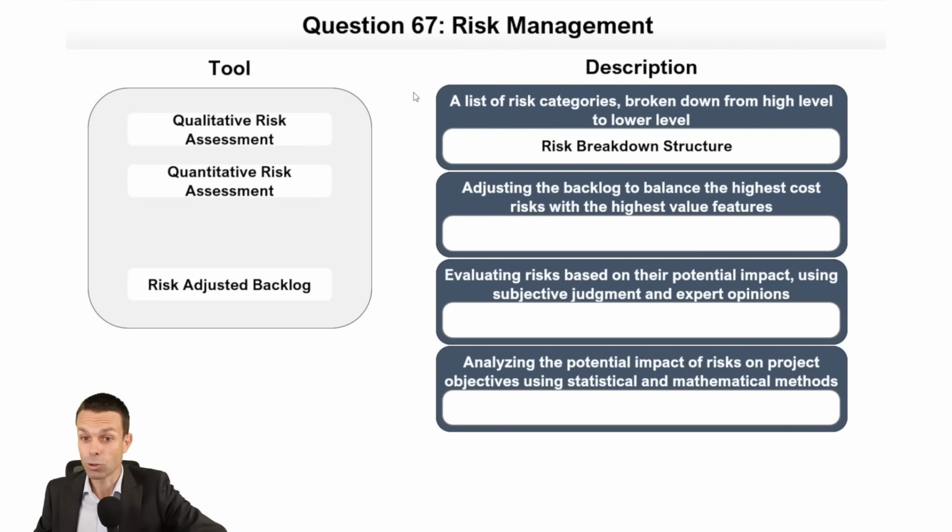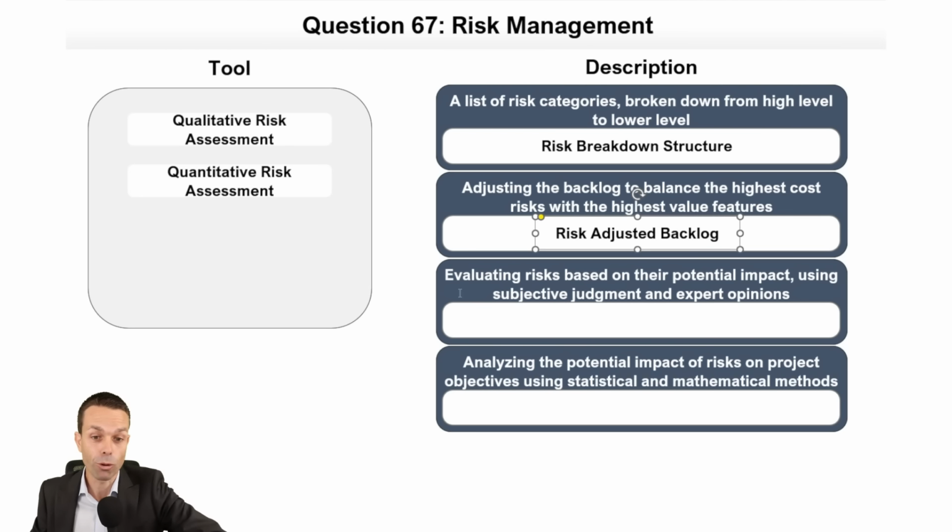Adjusting the backlog to balance the highest cost risks with the highest value features. That is our risk-adjusted backlog. And we've seen that before, definitely using that in Agile.